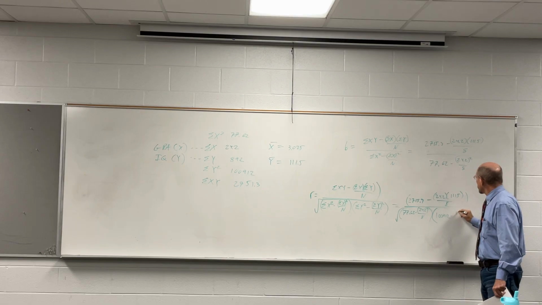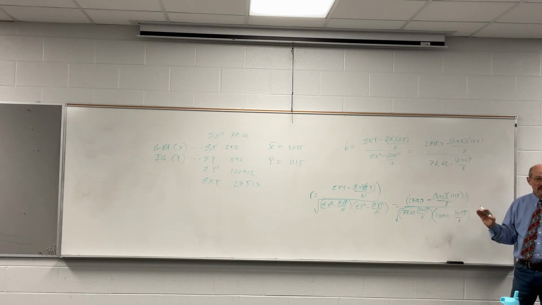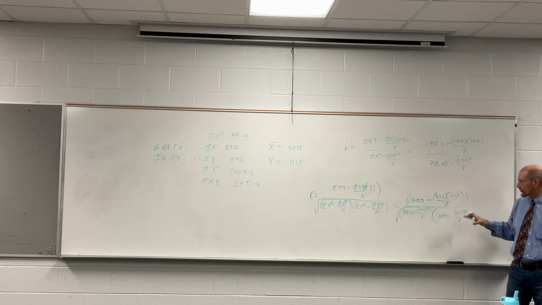The 1,000,912 minus the 1,115 over 8 squared. So you've already done two-thirds of this equation. You already worked through the math from the previous problem. All I do is solve this part of the problem.